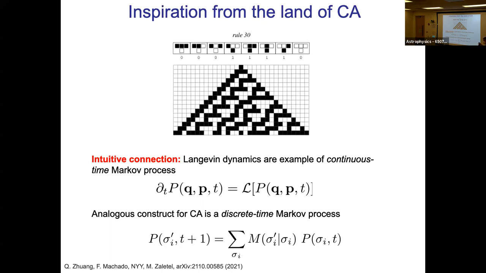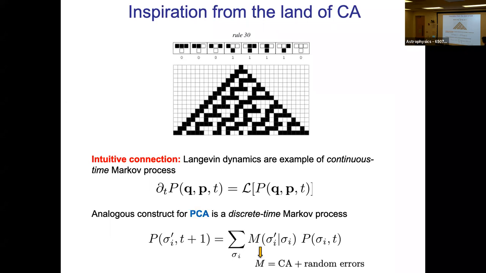And before going further, I want to explain that there is a connection to the Langevin dynamics that I talked about in the physical system context. The intuitive connection is the following. The Langevin dynamics that we were just looking at in the context of these periodically driven 1D oscillators are an example of a continuous time Markov process. You have a probability distribution of the positions and momenta of the oscillators, and this Langevin operator, like a Lindblad operator, tells me how I update that in a continuous time fashion. But we've always been interested in the periodically driven version of Langevin dynamics, where we now think about there being a discrete time process. And the analogous construct in the cellular automata is precisely this discrete time Markov process, which does almost the same thing, governed by a cellular automata transition rule matrix M.